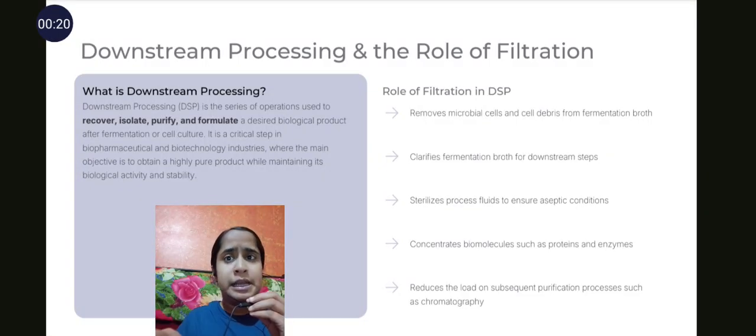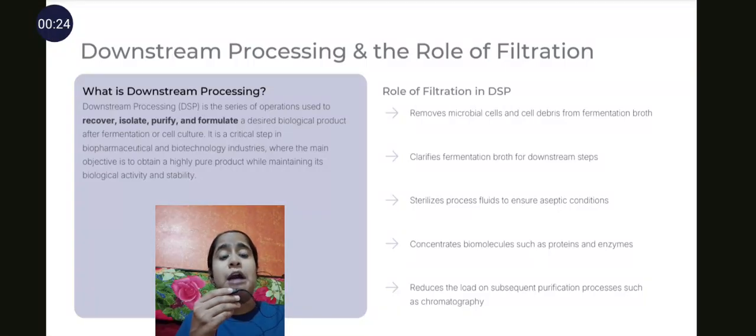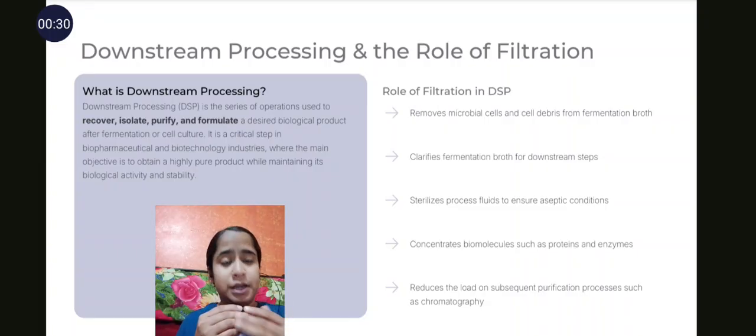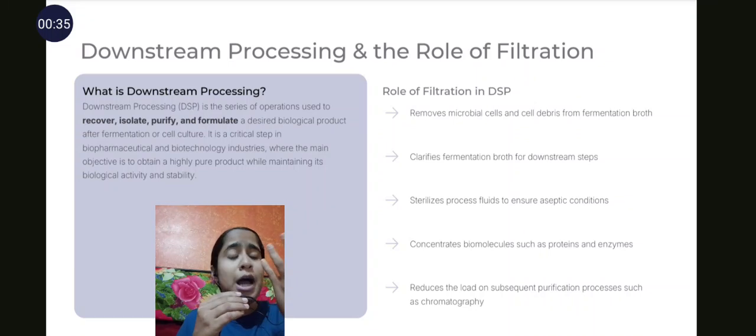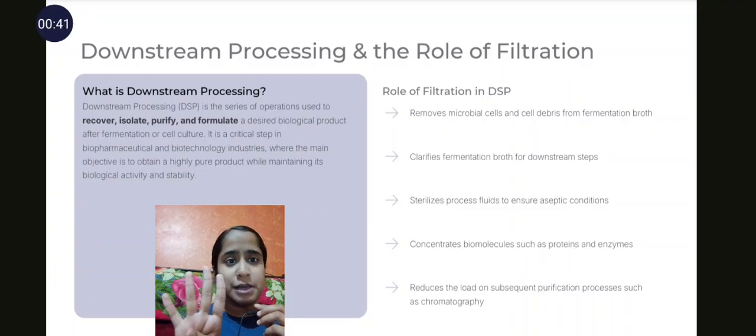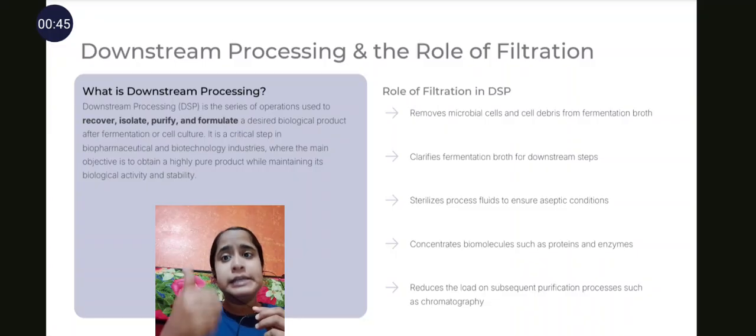Basically, downstream processing refers to all the processes carried out after fermentation or the cell culture to recover and purify the desired biological product. The objective is to obtain a product with a high purity while maintaining its biological activity. Downstream processing consists of four steps: first, removal of insoluble material, product isolation, purification and formulation.